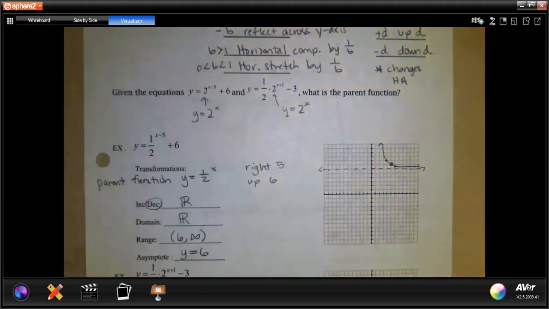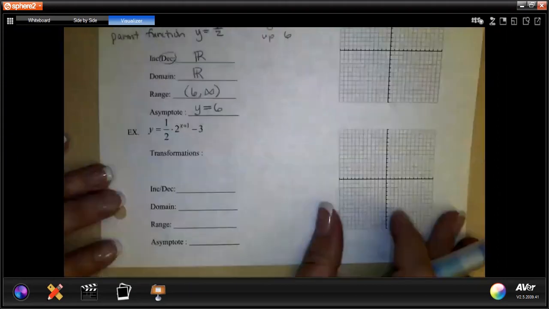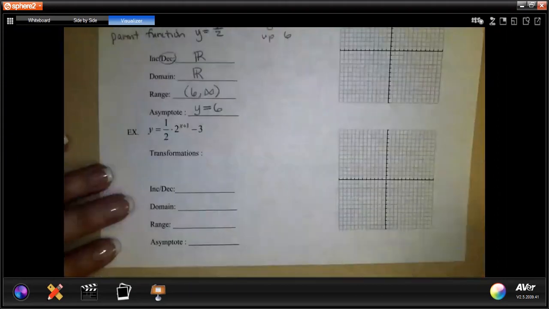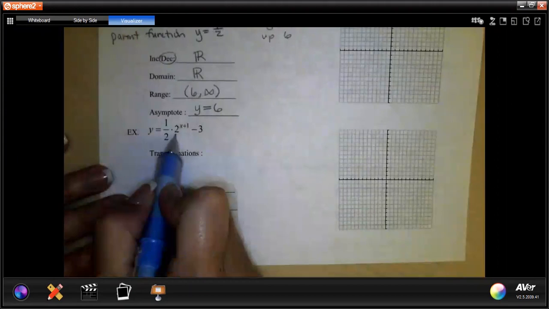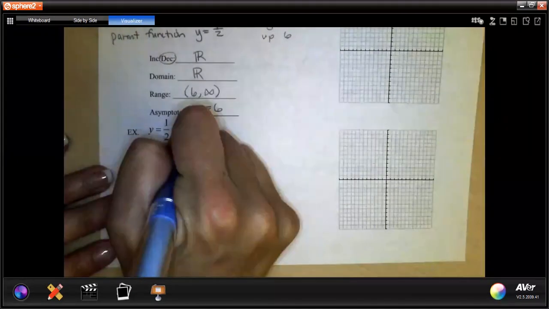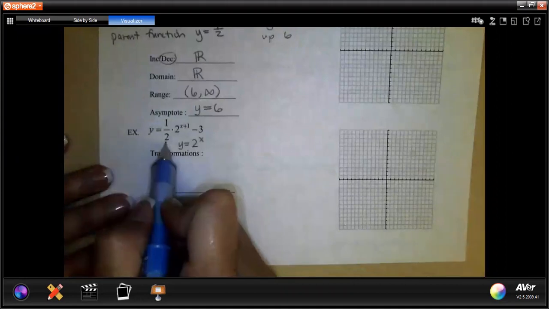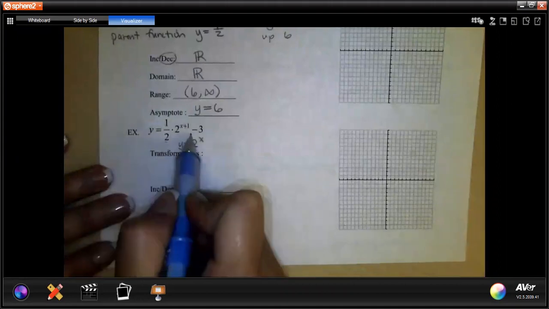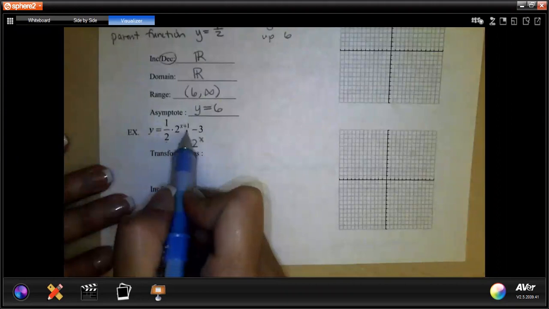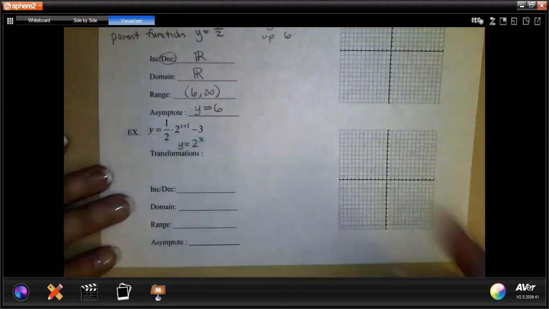All right, we're going to try another one here. On this second example, as I look through this, what's being raised to the power is this 2. So our parent function is y equals 2 to the x power. That's the graph we're going to start with. There are 3 transformations here. We've got a 1/2 in the place of a, we've got a plus 1 in the place of c, and then we've got this minus 3 at the end here.